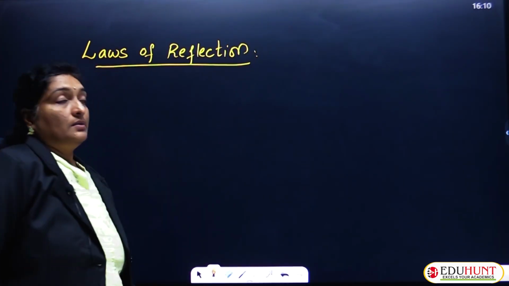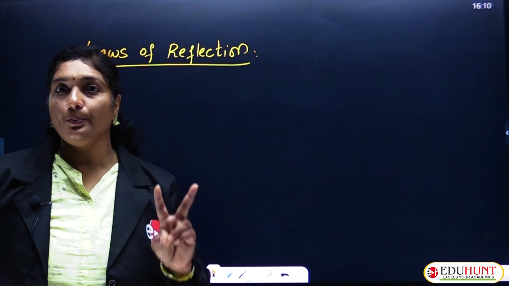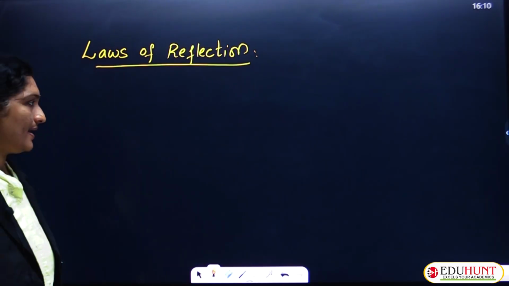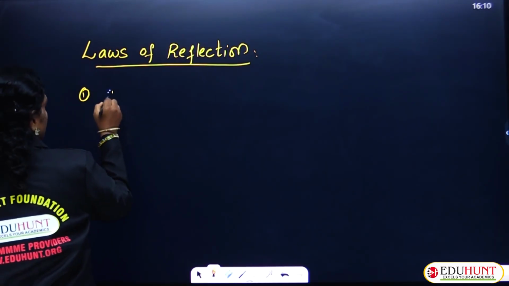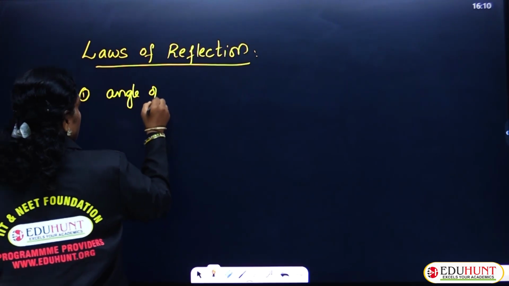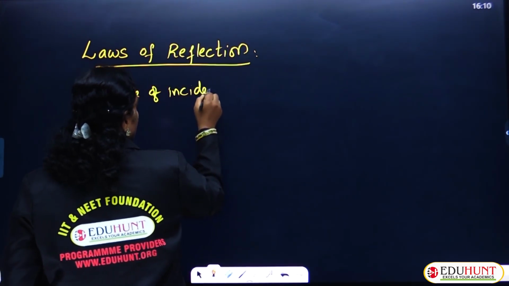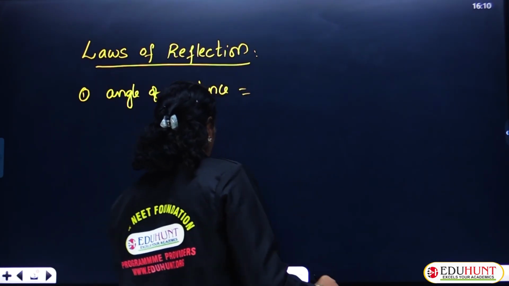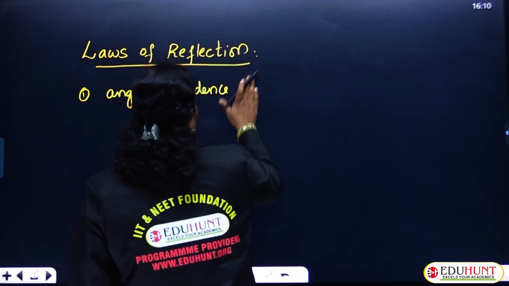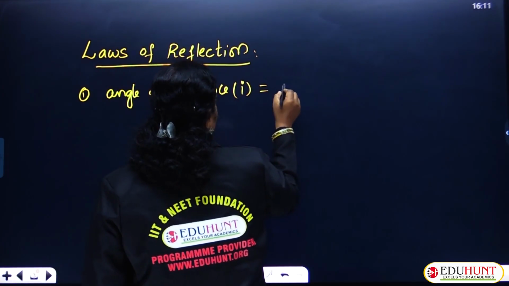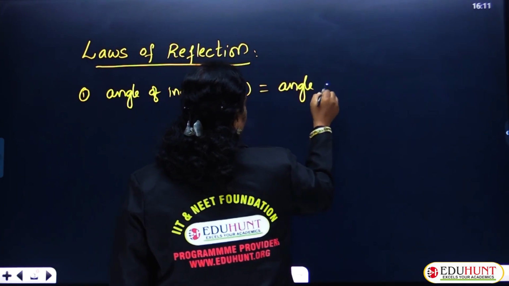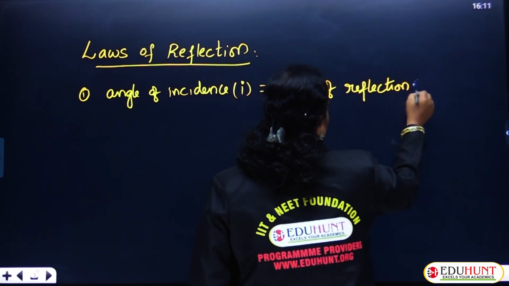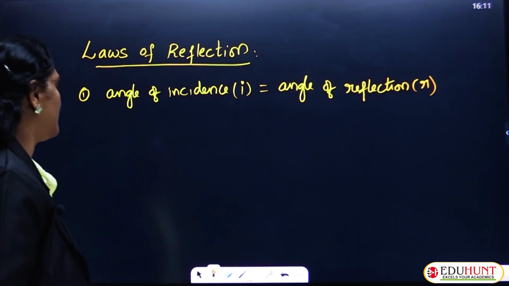Well, you need to remember two main laws related to reflection. The first law states that the angle of incidence is equal to the angle of reflection. The angle of incidence i is equal to the angle of reflection r. This is the first important law of reflection.